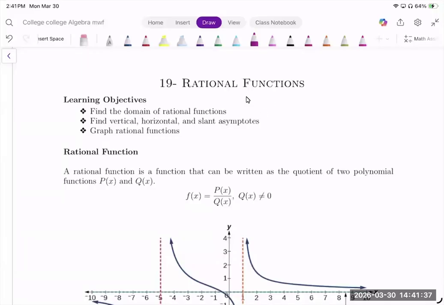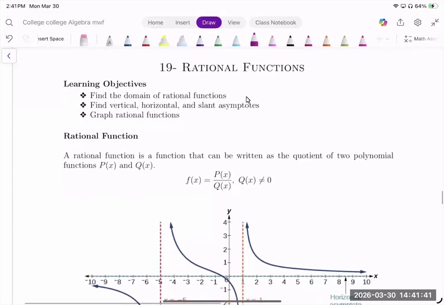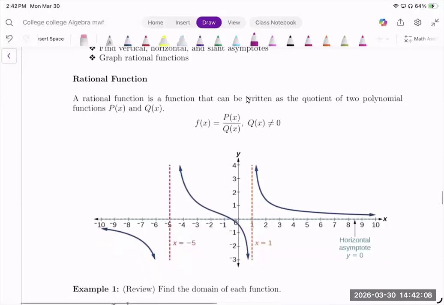Rational functions. We won't be able to finish all of it, but we'll get as far as we can in about 25 minutes. So, learning objectives: find the domain of rational functions, find vertical, horizontal, and slant asymptotes, and graph rational functions. The first bullet point, domain of fractions, we've talked about a ton. Then the new stuff is the asymptotes, and graphing is a collection of a ton of information. So we'll start off with just a picture.